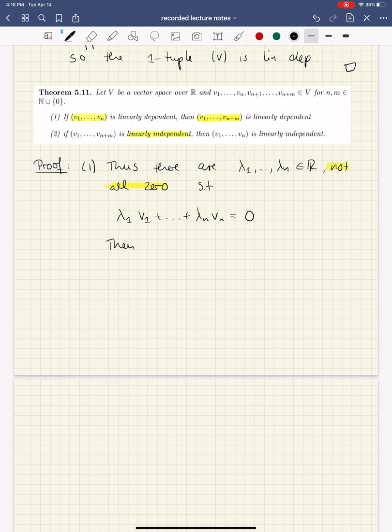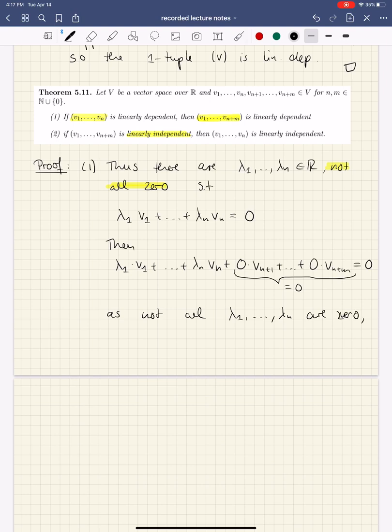Okay, and so now we're going to artificially make this longer by just putting zeros in front of the other vectors. So we keep this, and we have 0 times V(n+1) plus all the way up to 0 times V(n+m), because this whole thing is just equal to 0. And so now, as not all of lambda 1 through lambda n are 0, the above witnesses that the longer tuple is linearly dependent.